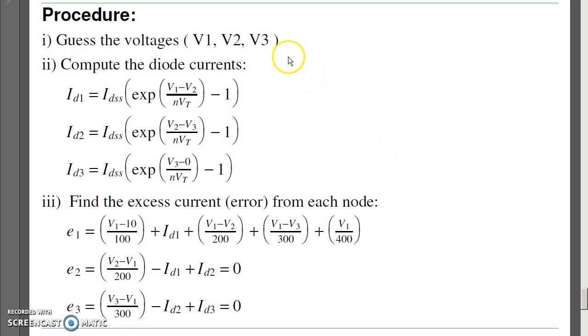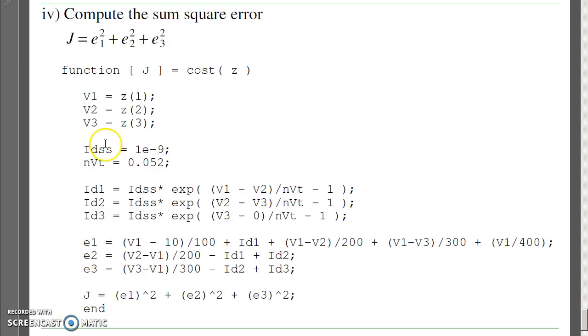What I'll do is guess V1, V2, V3. Given those voltages, solve for the currents through the diodes. From the voltage node equations, if I guessed correctly, the currents should balance. If I guessed incorrectly, they won't balance. I'll have a non-zero E1, E2, E3. I'll then compute the cost, which is the sum squared error, and use fminsearch to minimize the cost.